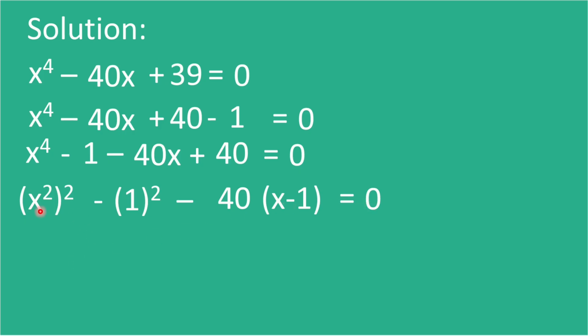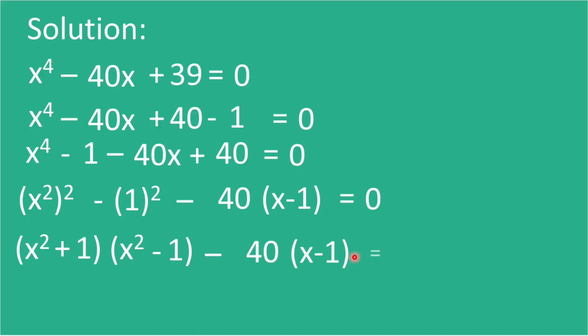And now here we can use the algebraic identity a² − b², which is equal to (a + b)(a − b). So let's use this property. We have a = x², and b = 1, so (x² + 1)(x² − 1) − 40(x − 1) = 0.